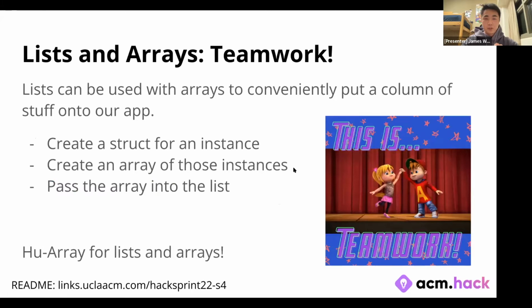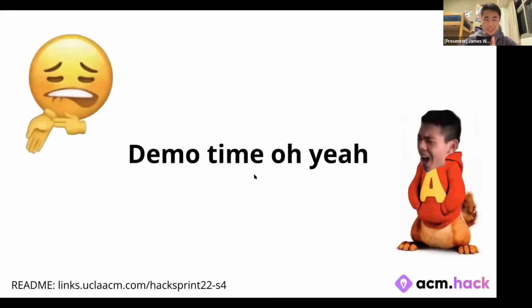Okay, so to do this, there's a couple of steps. If I can just break it down. The first step is we need to create the struct for the instance in the first place. Then we need to create an array of those instances. And lastly, we actually pass the array into the list. So rather than just keep talking about it, I'm going to actually demo it for you.